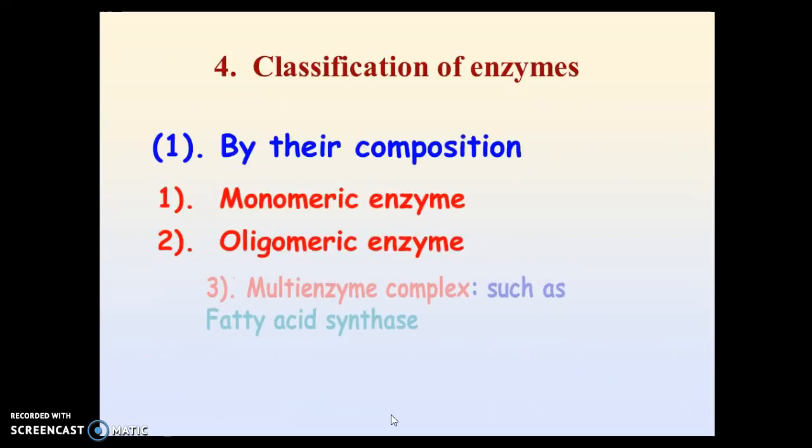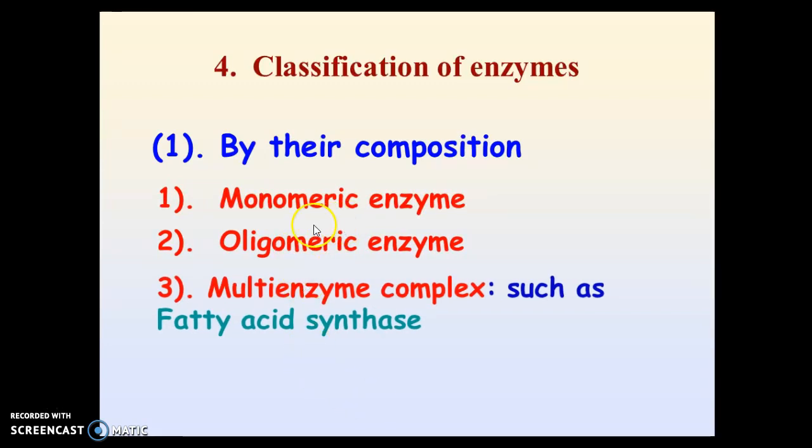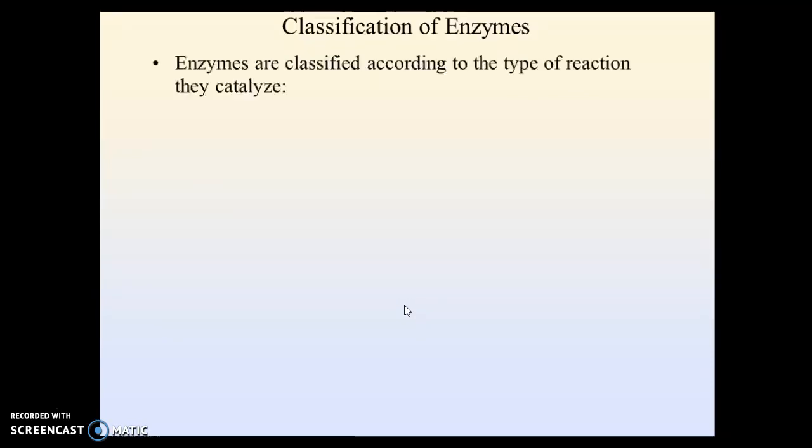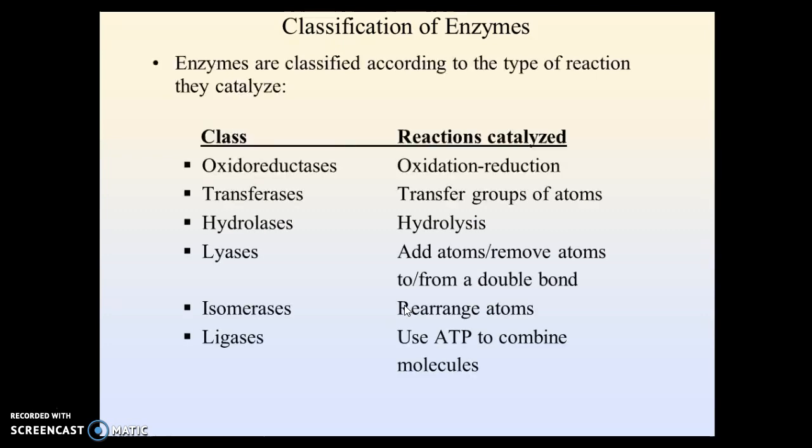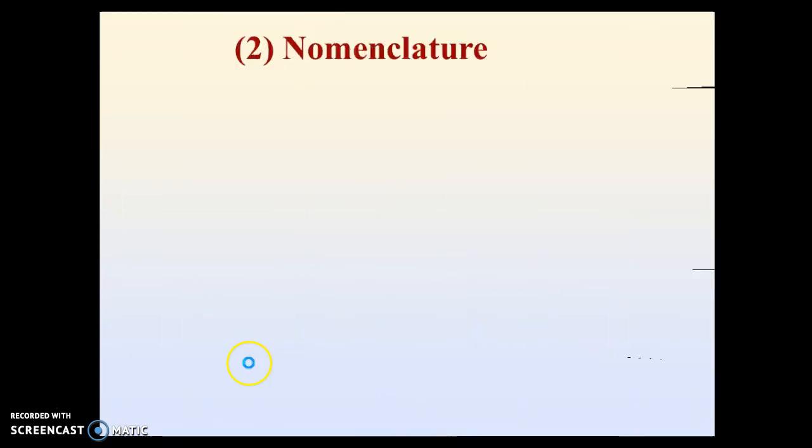Now, classification of enzymes according to their composition: they are of three types, monomeric enzyme, oligomeric enzyme and multi-enzyme complex. Enzymes may also be classified according to the type of reaction they catalyze. These are oxidoreductases, which do oxidation-reduction reactions; transferases, which transfer groups of atoms; hydrolases, which do hydrolysis; lyases, which add atoms to or remove atoms from a double bond; isomerases, which rearrange atoms; and ligases, which use an ATP molecule to combine molecules.